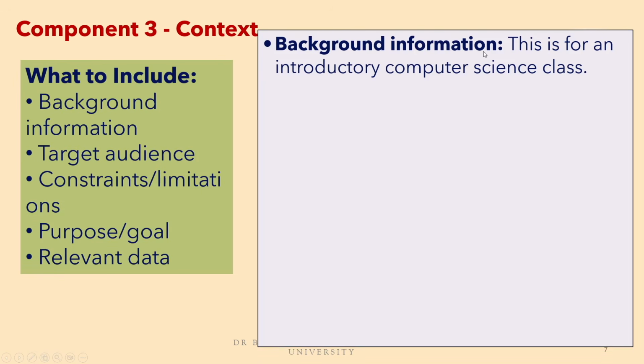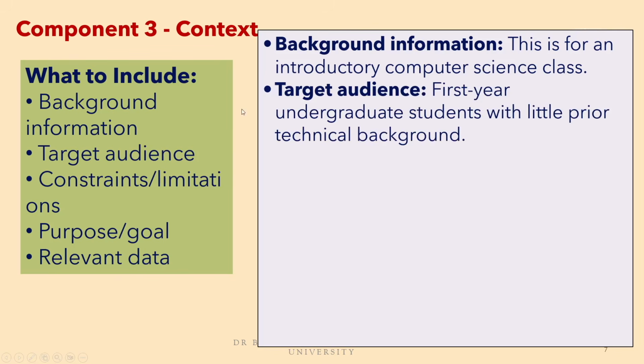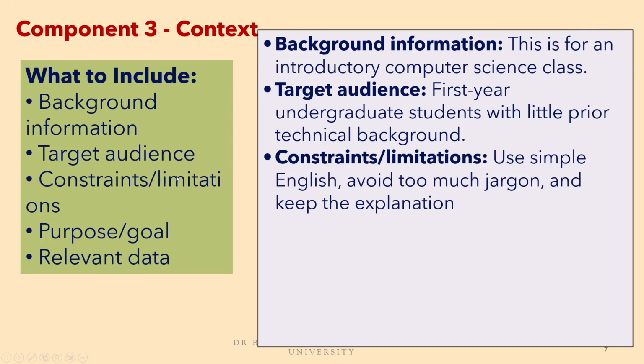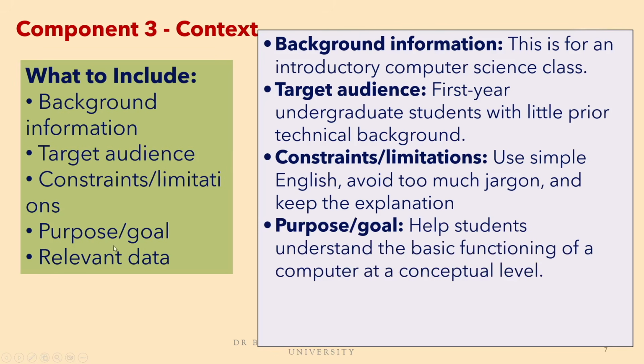The background information would be: this is for an introductory computer science class. The target audience would be first year undergraduate students with little or no technical background, who do not know anything about the working of a computer. What are the constraints and limitations? We have to use simple English, avoid too much jargon, and keep the explanation simple. What is the purpose or goal? Help students understand the basic functioning of a computer at a conceptual level.